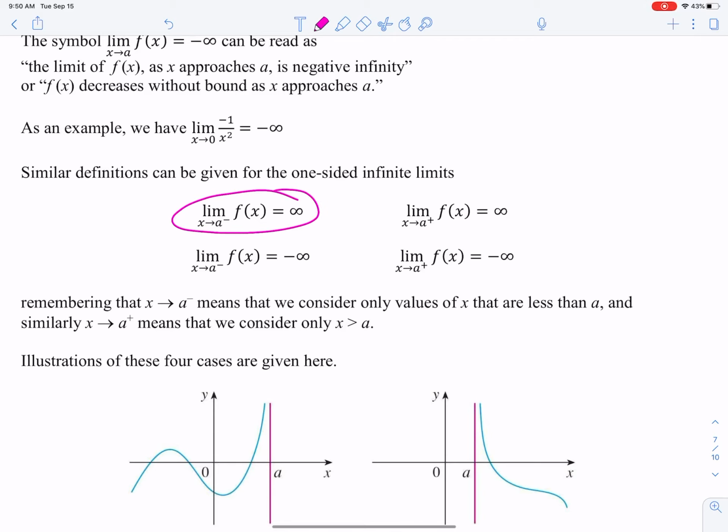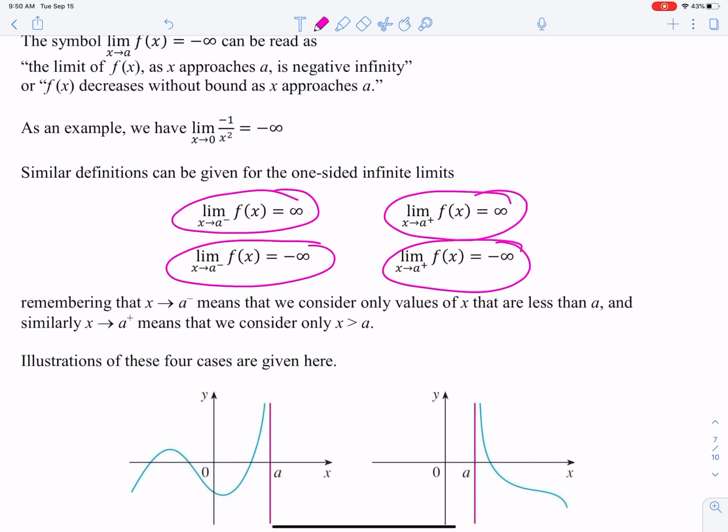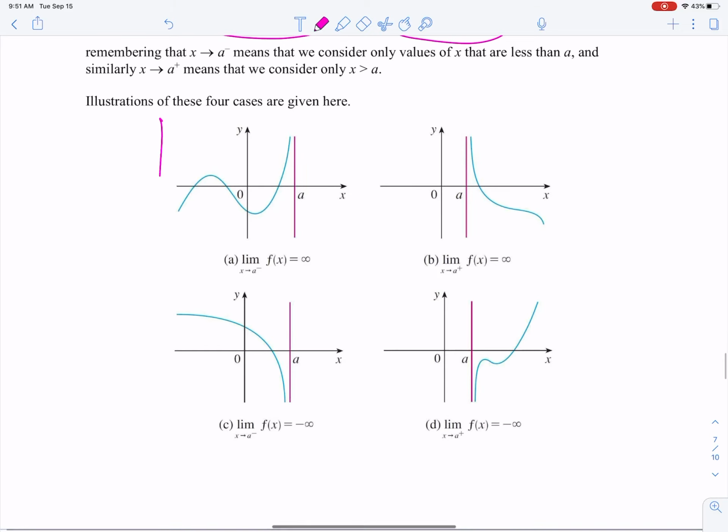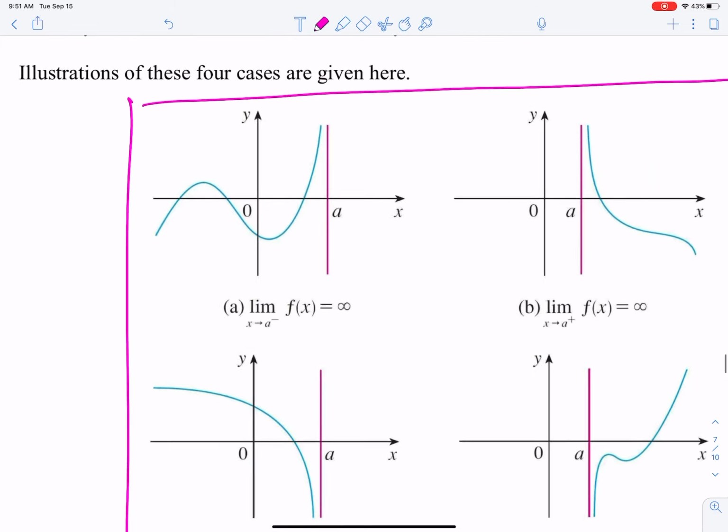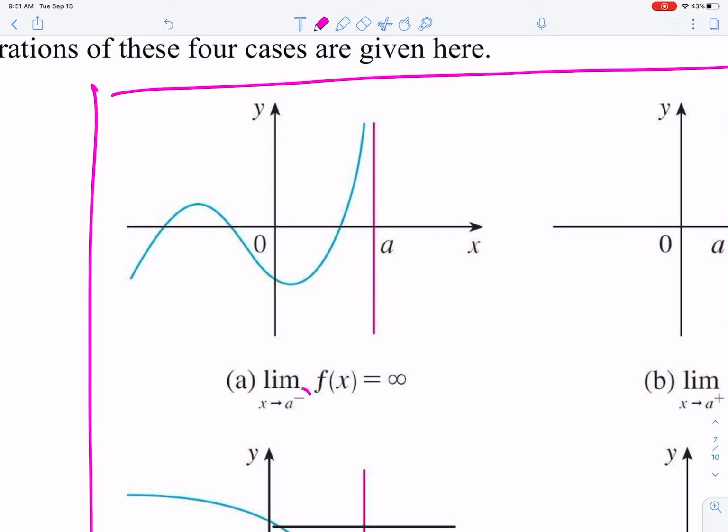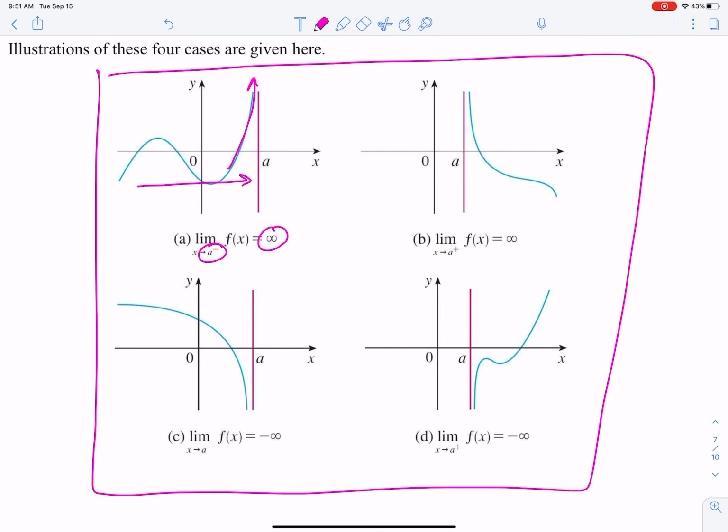So the limit as x approaches a from the left can be positive infinity, or negative infinity as well. And as we approach a from the right, it can be positive infinity or negative infinity as well. These are just different examples, and they are good to look at. Let's look at just one of them to get a basis. We're approaching a from the left. Follow the curve, definitely going to positive infinity. The other three follow the same logic.